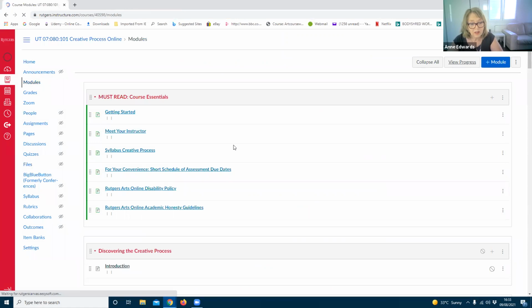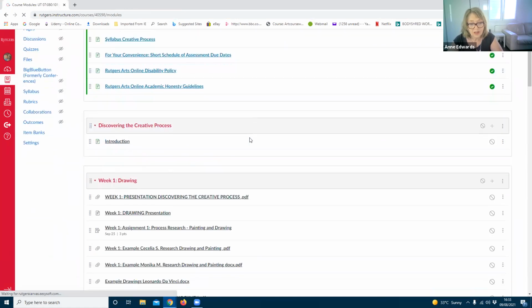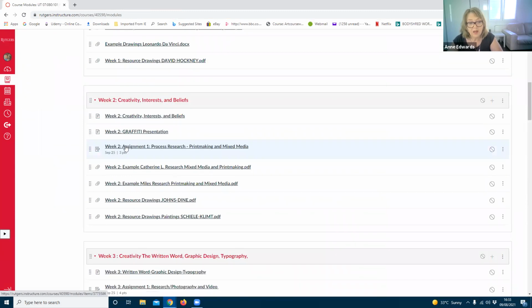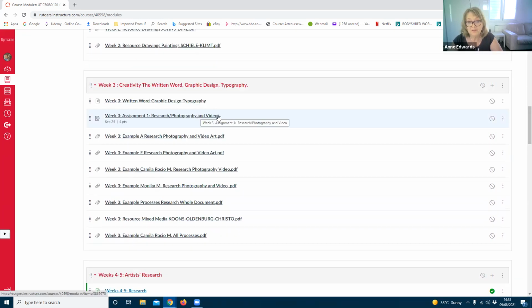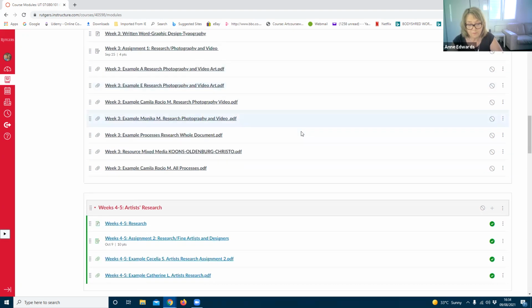Each week, as you progress through the course, you'll see the next week, assignment two is about finding out about printmaking and mixed media. And again, there's films for you to watch and processes for you to learn when you open the link here. And then you go on to research photography and video. Week three, it's still assignment one, and all of that work from the 3 weeks will go together on one document, be uploaded for grading.